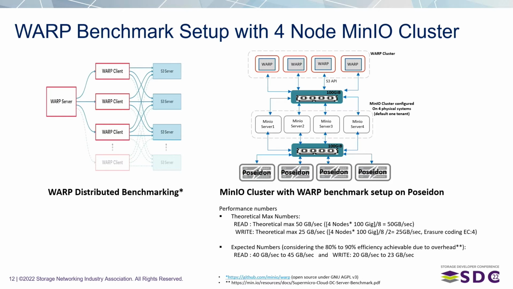What is meant by distributed benchmarking? Here we can see that multiple WARP clients are running in a distributed fashion as a cluster, and with the help of this WARP server, we can pump traffic to all the S3 server nodes. So to run the distributed WARP benchmark, we have created a 4-node WARP cluster. Each WARP client node of the WARP cluster can generate traffic to all the MinIO cluster nodes simultaneously.